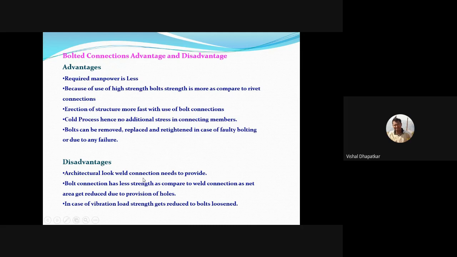Architectural look compared to the weld connection is not that good. Weld connection can provide a good architectural look. Bolt connection has less strength as compared to the weld connection, as the net area is getting reduced due to provision of holes. Since we drill a number of holes in the member for providing the bolts, its net area is getting reduced.